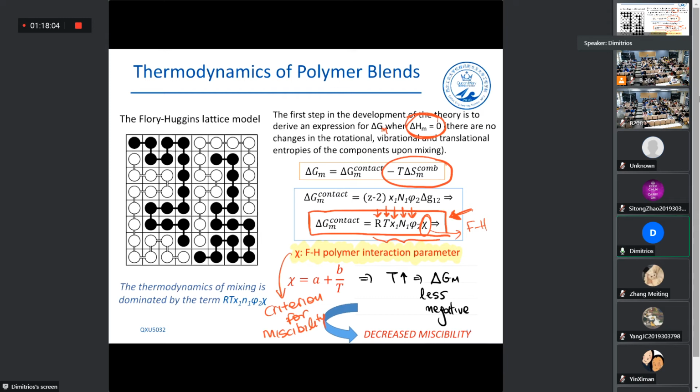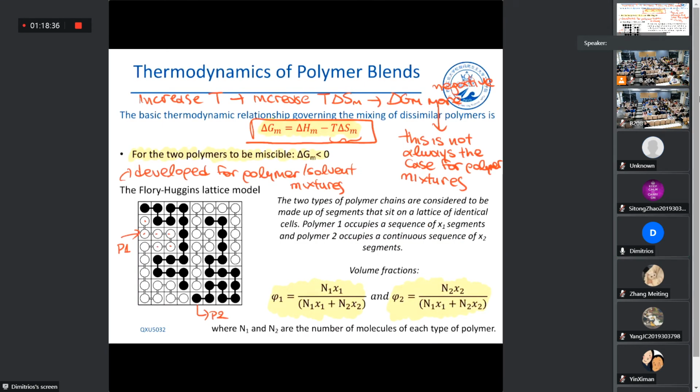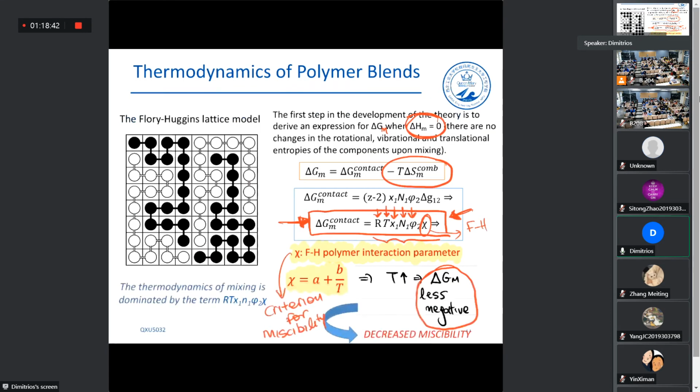The Flory-Huggins interaction parameter is given by this equation, where alpha and beta are constants for each polymer. When we increase the temperature and substitute chi into this delta G contact, we see that the delta G M becomes less negative. So we have decreased miscibility, and that's why we said earlier that when we increase the temperature, we don't always have increased miscibility for mixtures. We actually have decreased miscibility.